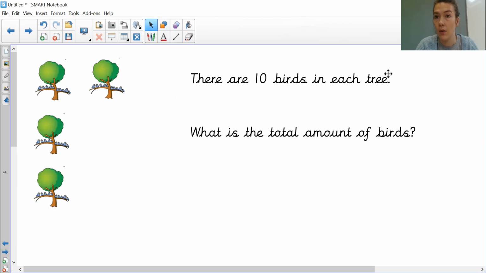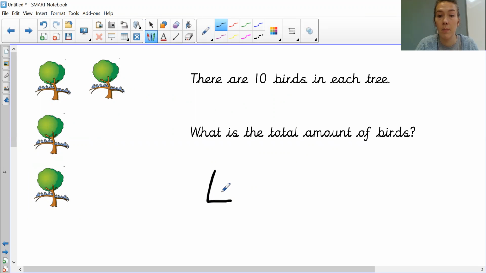Right, so reading the question carefully, we've got little birds in a tree. There are 10 birds in each tree, and it's asking you what the total amount of birds is together. So what do you think it would be? We've got 1, 2, 3, 4 trees, and there are 10 in each. So you're literally just counting up in your tens. So you've got 10, 20, 30, 40. So the total amount, everybody, is going to be 40 birds.